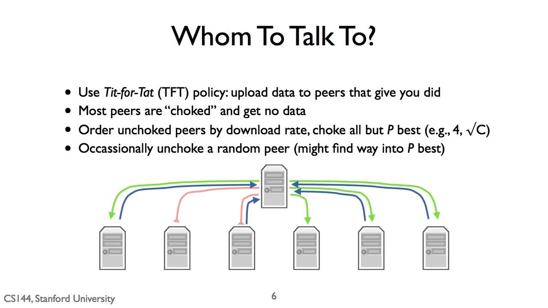One problem with this algorithm is that it doesn't explore much. There could be a really good peer out there who could send you data very fast if only you started sending some data first. So every 30 seconds or so, BitTorrent unchokes a random peer. This peer might then find its way into the p best.